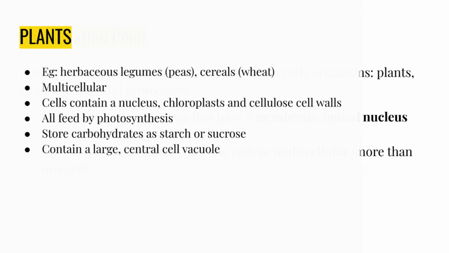Plants include herbaceous legumes such as peas, and cereals such as wheat. They are multicellular, meaning they have more than one cell. Their cells contain a nucleus, chloroplasts, and cellulose, among other organelles. They make their food through a process we call photosynthesis. Plants store carbohydrates in the form of starch or sucrose.